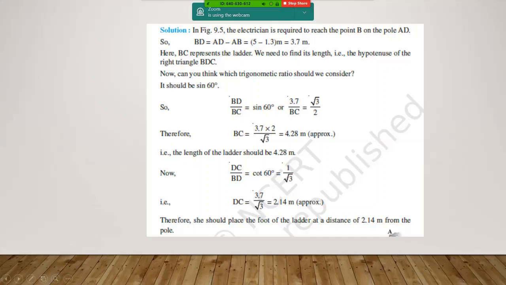So there you put in the value of root 3 and it's easier for you to do the long division also. So finally you've got the value of DC. So that is the ladder. So that is 2.14. Did everybody do the sums, children? Because these are very important.